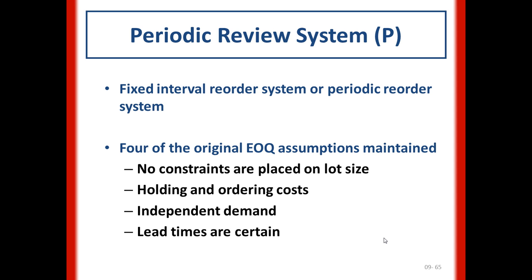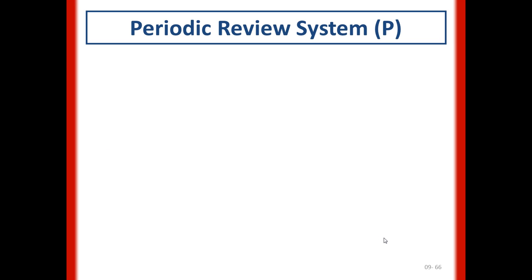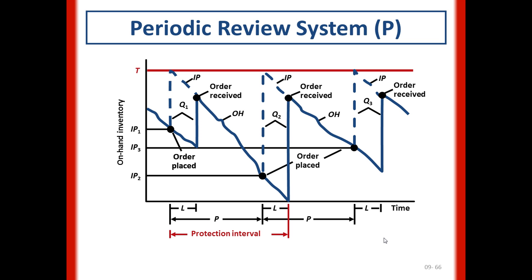In this system there are 4 assumptions. The original assumptions can be used. First, no constraints are placed on the lot size. Holding cost and ordering cost are of interest. Independent demand can be used, and the lead times are certain. This picture shows you a periodic review system.